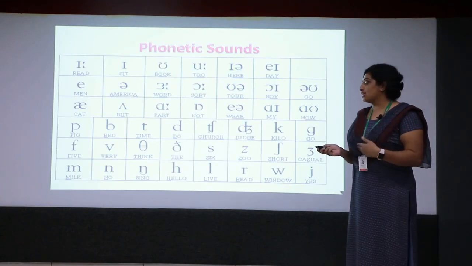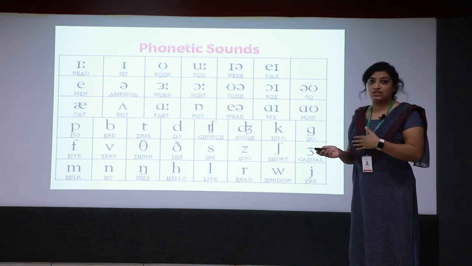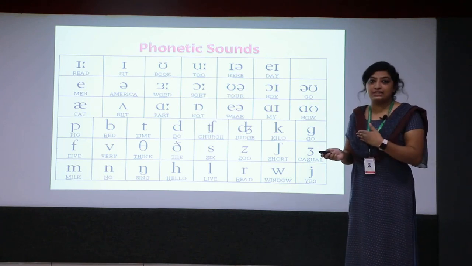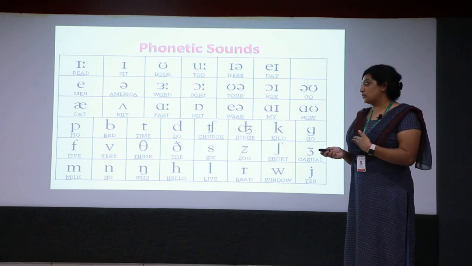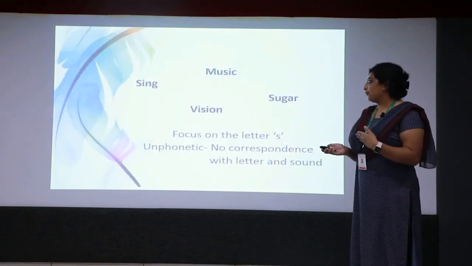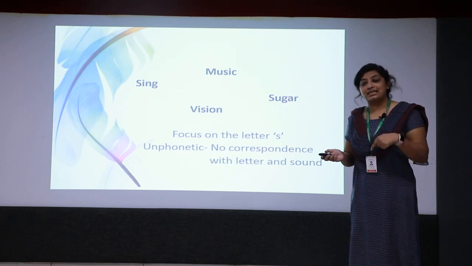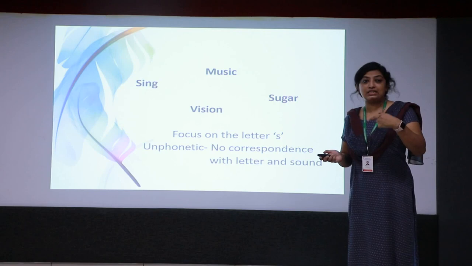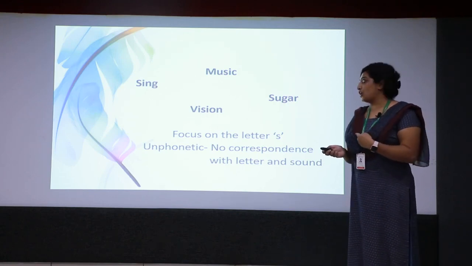Before I start on that, I would like to show you the phonetic alphabet chart, and this is called the IPA, the International Phonetic Alphabet, where you have all the 44 sounds. We'll come back to this later. This is what I'm trying to tell you. As I told you, there are 26 letters in the English alphabet, but each letter has a different sound. So I want to give you an example from the chart here.